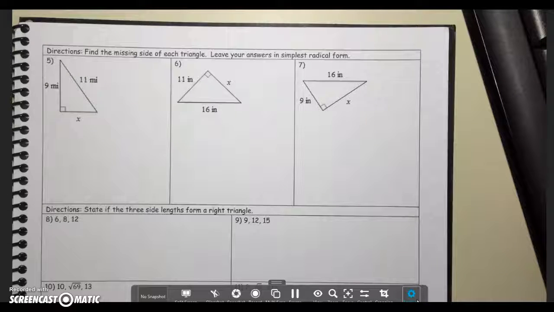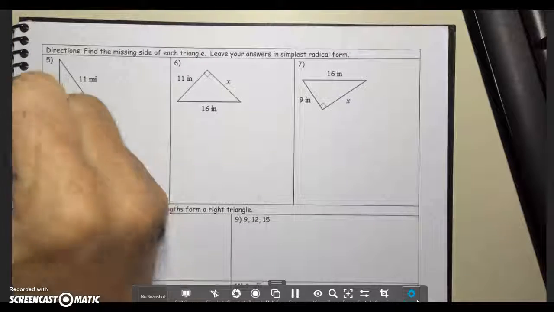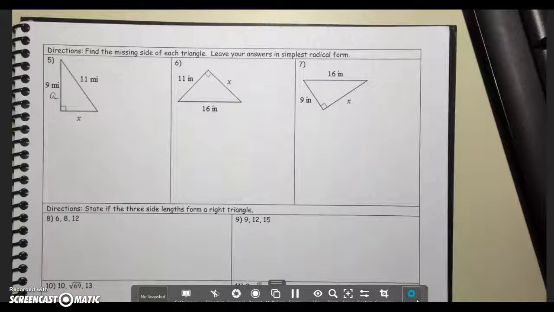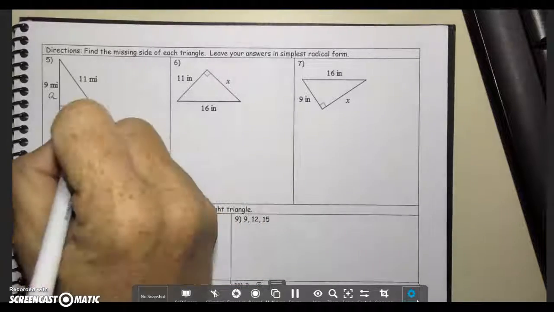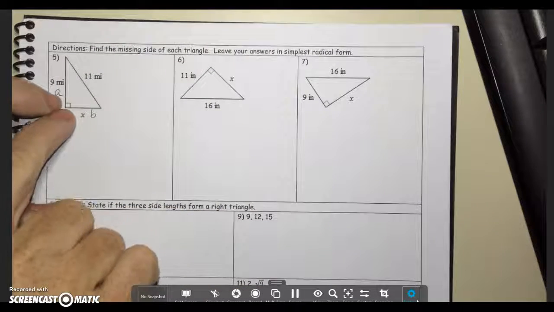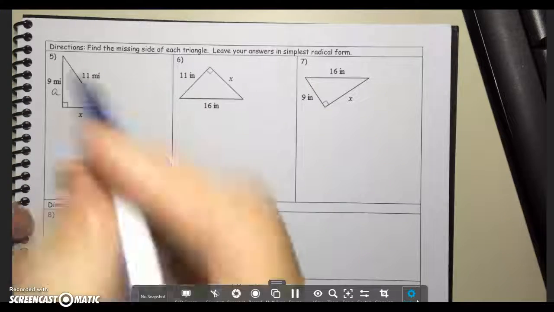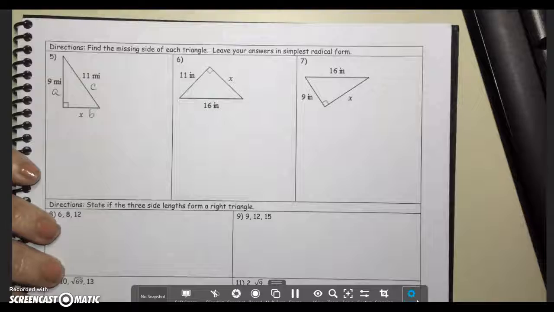This is on page 85, so let's do number 5. So in any of these triangles, it'll be easiest to label what you have. Brittany, what is 9? Is that a leg or the hypotenuse? A leg. So let's call it A. What about the x side? It's a leg, because those two create the right angle. And then what's 11 going to be? The hypotenuse. Okay, so that would be C.